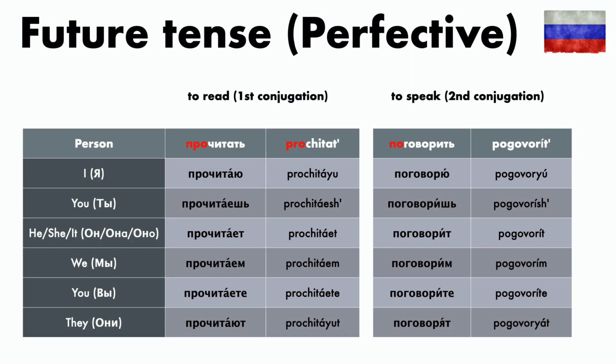Я прочитаю, ты прочитаешь, он, она, оно прочитает, мы прочитаем, вы прочитаете, они прочитают. Я поговорю, ты поговоришь, он, она, оно поговорит, мы поговорим, вы поговорите, они поговорят.